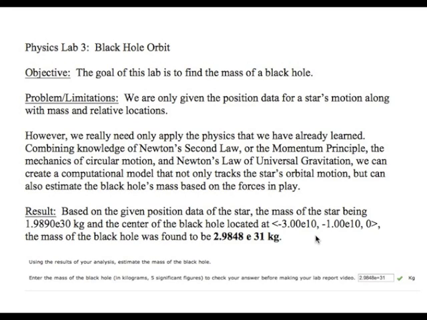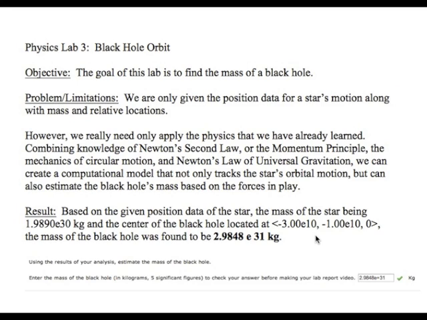The goal of this lab is to find the mass of a black hole. The problem, however, is that we are only given the position data for a star's motion along with mass and relative locations. However, we really need only apply the physics that we have already learned. Combining knowledge of Newton's second law, or the momentum principle, the mechanics of circular motion, and Newton's law of universal gravitation, we can create a computational model that not only tracks the star's orbital motion, but can also estimate the black hole's mass based on the forces in play.